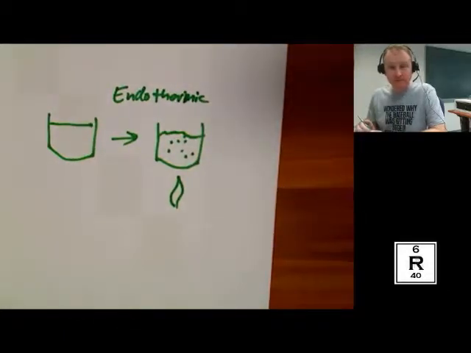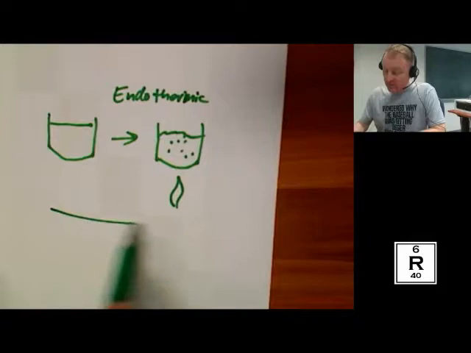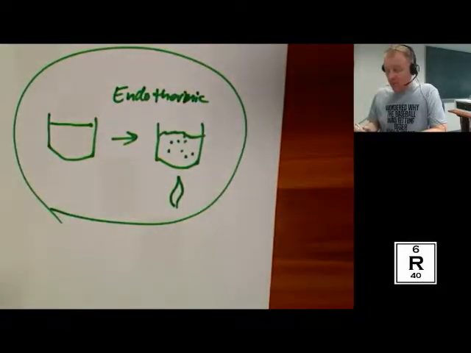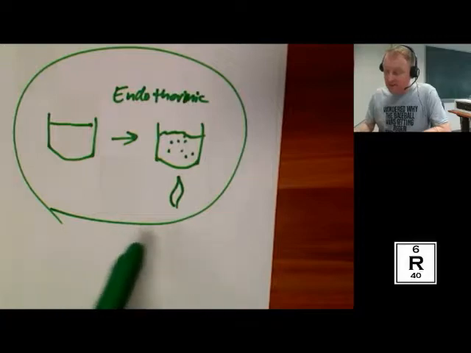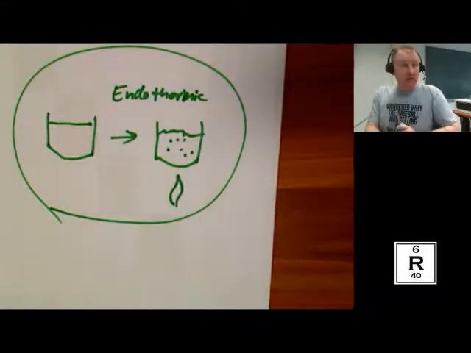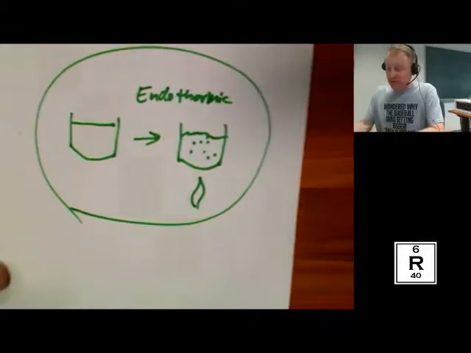Endothermic. Okay, so endothermic would be boiling water. A lot of people will want to say it's exothermic because they think boiling water is hot, so therefore it's exothermic. But the reality is boiling water is an endothermic process because it's adding energy to it. The opposite is true for this example here.